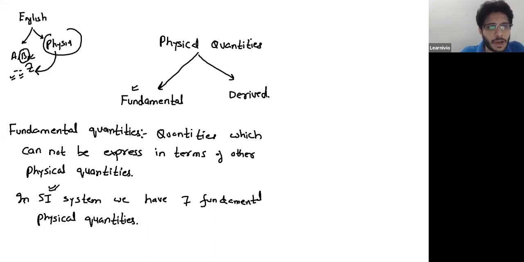So in SI system, you have 7 fundamental physical quantities. If you change the system, then the number and the nature of physical quantities can change. But right now we have to concentrate only on SI system. In SI system, we have 7 physical quantities. Just note it down and let me know when you have written.